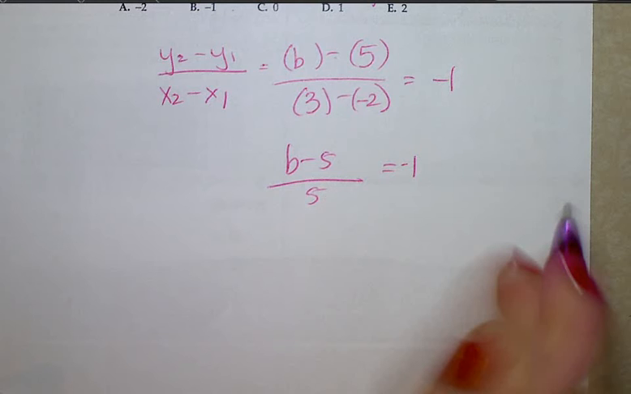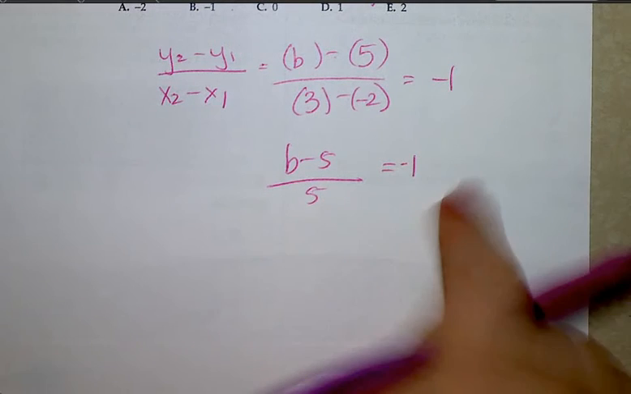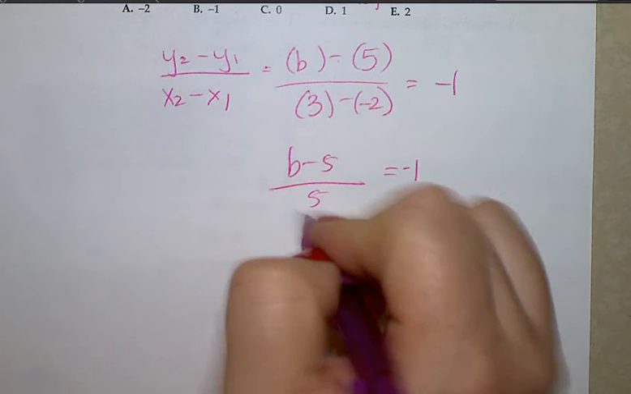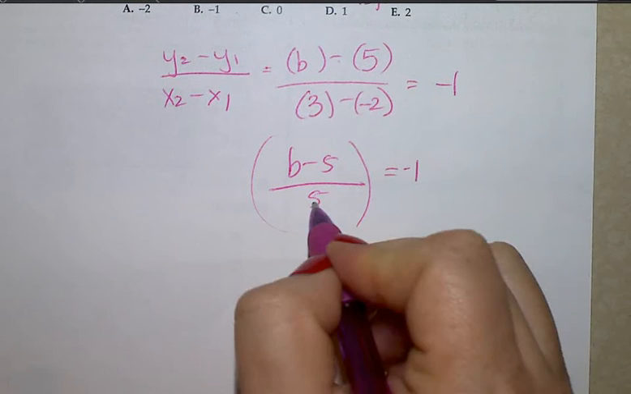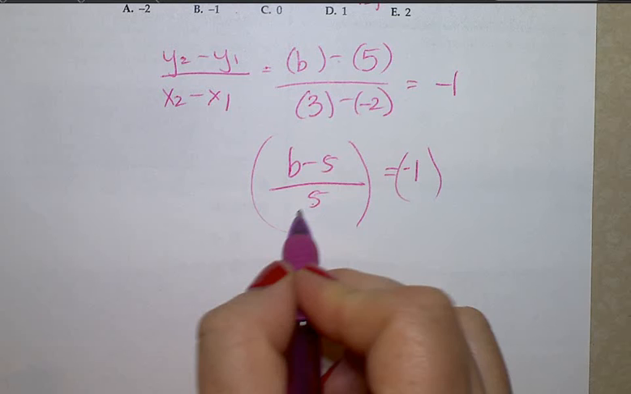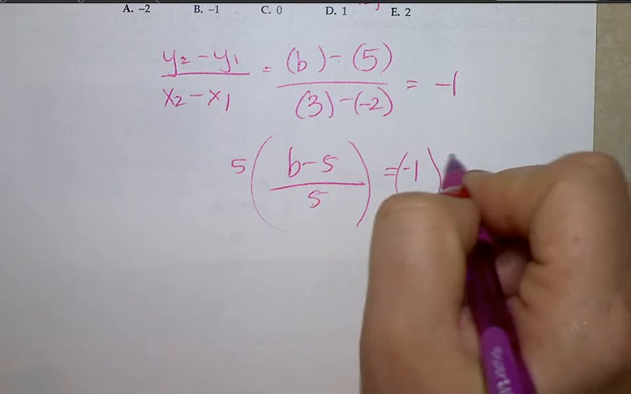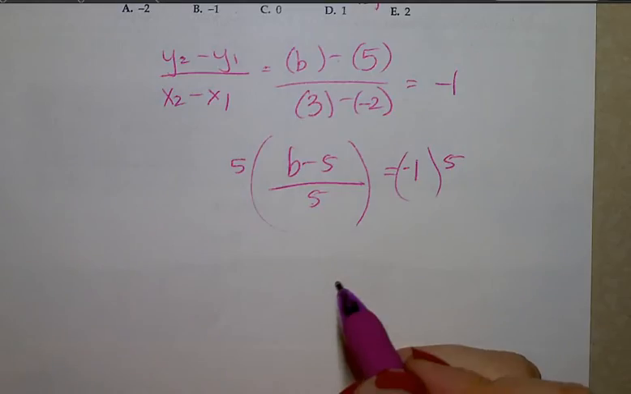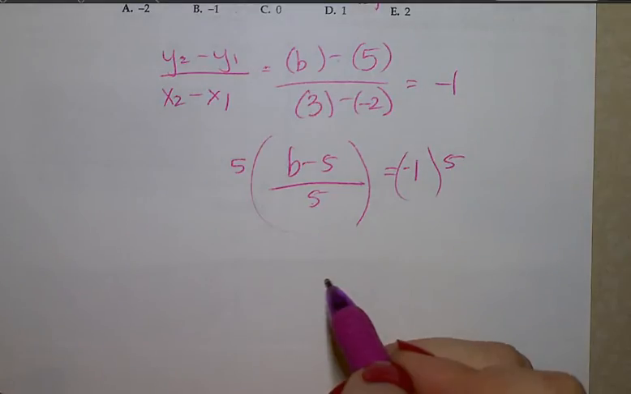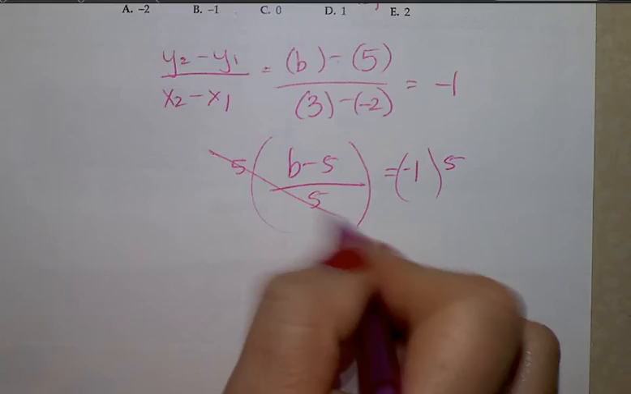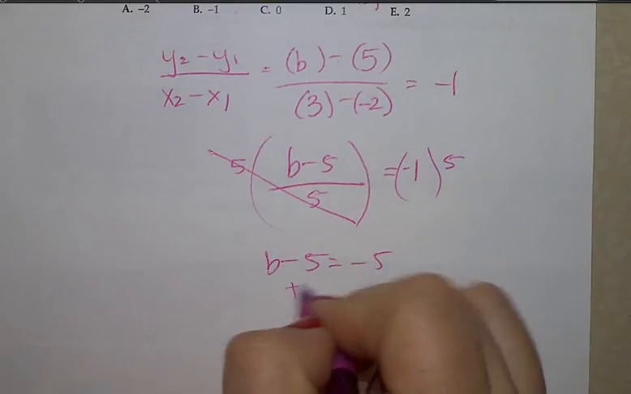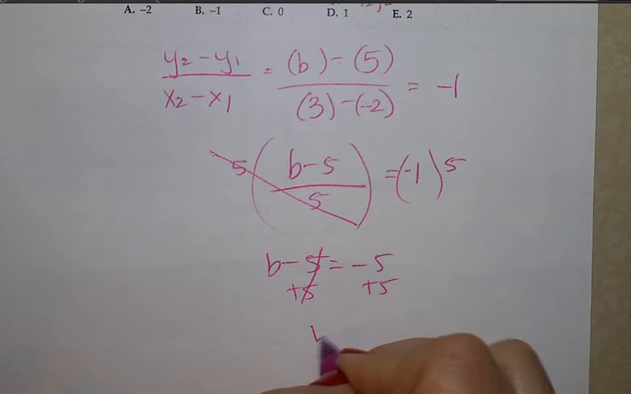Now I want to solve for b, so we want to start getting rid of things that are on this side. So we're going to start with whatever is being multiplied or divided. So to get rid of a 5, the opposite operation of dividing is multiplying. So multiply both sides by 5. Remember, you're writing this down right now on the front of skill number 13. 5's cancel. -1 times 5 is -5. Add 5 to both sides, and b equals 0.